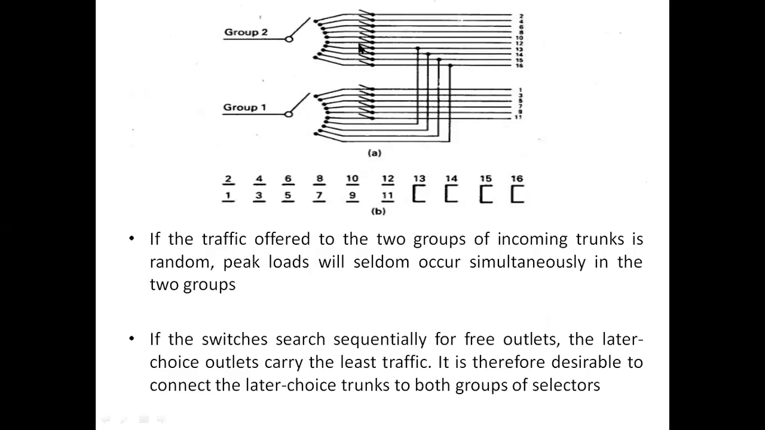If you look at this diagram, based on the condition that I just discussed, the last four lines, which are called the latter outlets of group 1, are being combined with the latter outlets of group 2. The process of combining these latter outlets or latter trunks of a switch or a selector is called grading. So as I was telling, the process of combining the latter outlets of a group of switches is called grading.